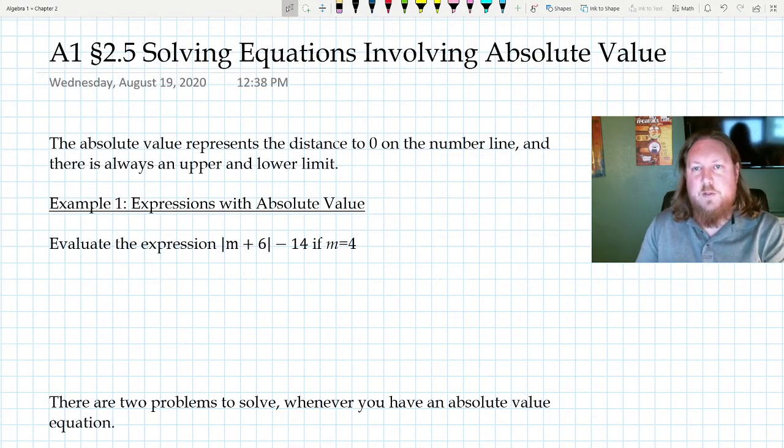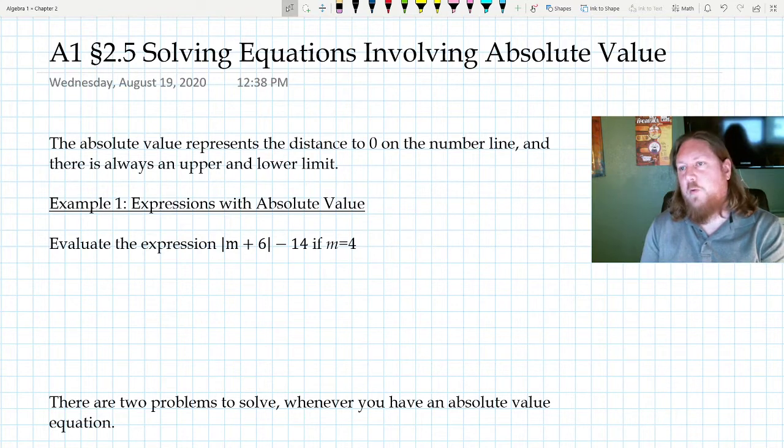Algebra 1, Chapter 2, Section 5, Solving Equations Involving Absolute Value.